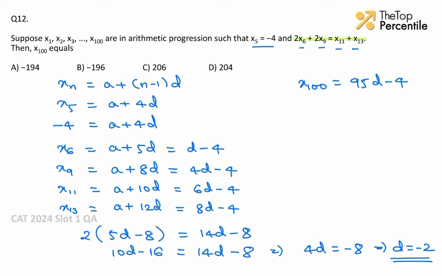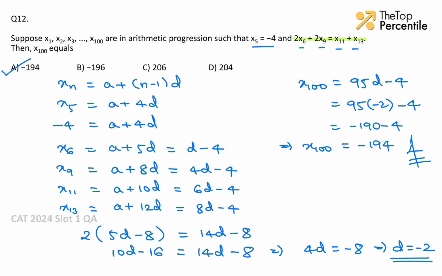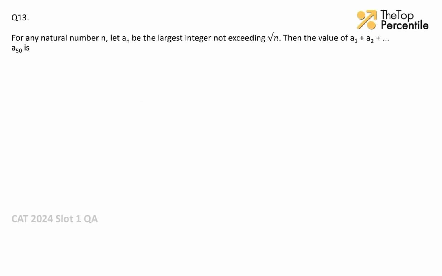Let's substitute this in the equation of x100. So this will be 95 into minus 2 minus 4. This will be minus 190 minus 4. So this will give me x100 equals minus 194. So this will be my answer, which is option A. So let's look at the next question.